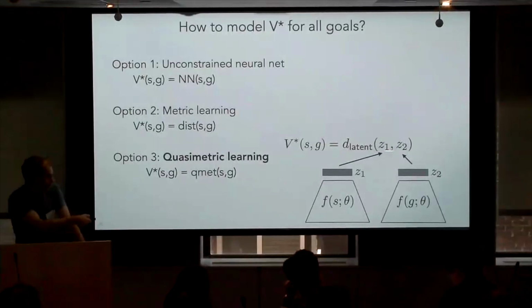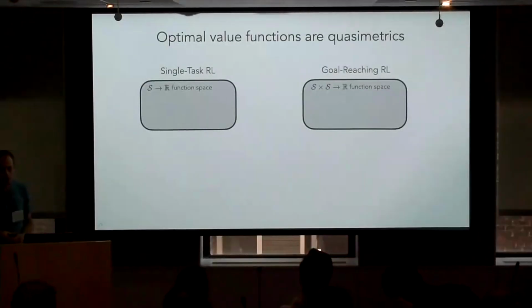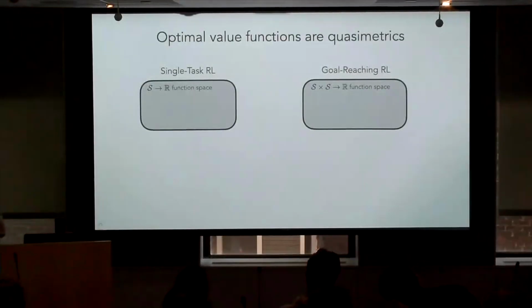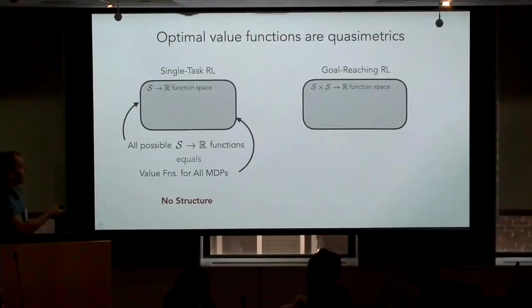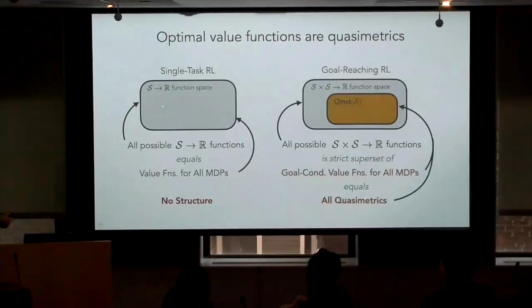But just take it as granted that we're constraining our space to be only a search over quasi-metric functions. Okay, so an interesting thing, just to state this more formally, is that optimal value functions for MDPs are always quasi-metric functions. So for single task RL, the set of possible value functions, the set of possible mappings from state to scalar, is equal to the set of value functions.